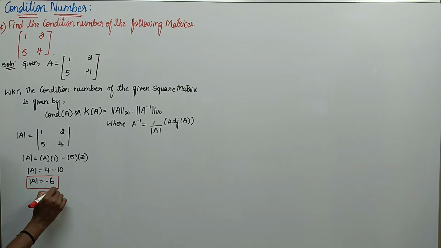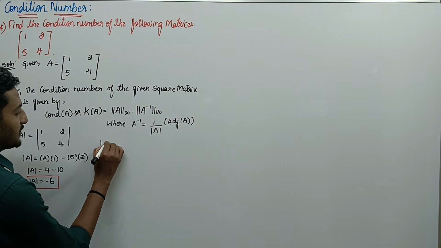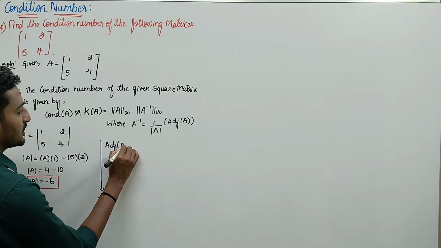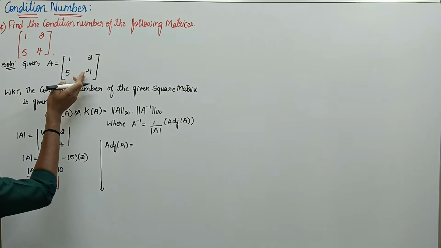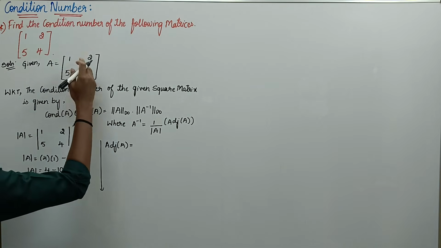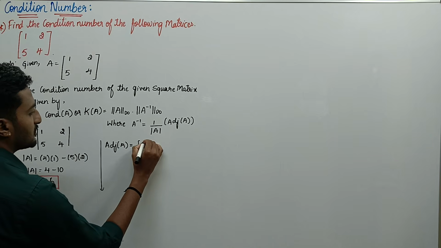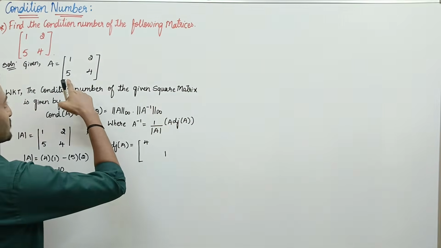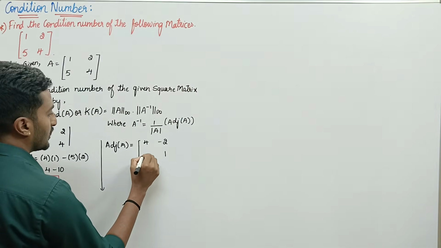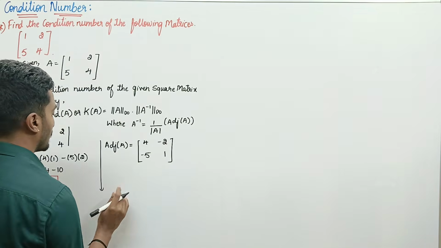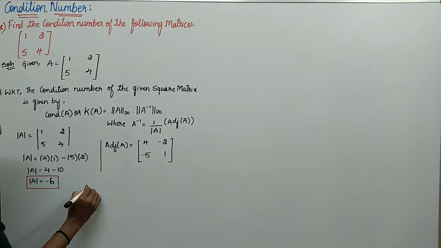Now let us find the adjoint. To find the adjoint of A, it is very easy. When it comes to a 2 cross 2 matrix, just interchange the diagonal elements and change the sign of the opposite diagonal elements. That is, interchanging the diagonal elements gives 4, 1, and changing the sign of the remaining elements gives minus 2 and minus 5. Got the point? This is our adjoint of A, from which we can represent A inverse.